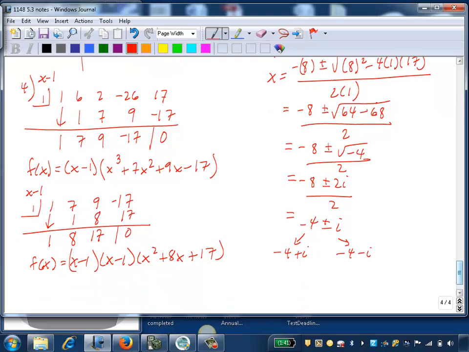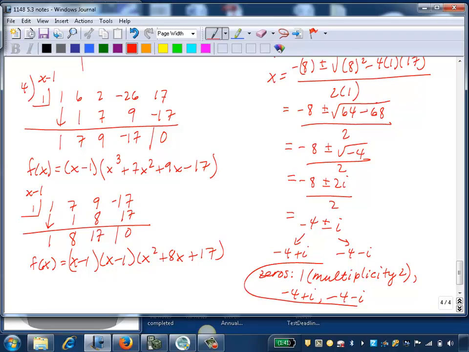So then we can list all of our zeros. So we saw one of them from the graph, the 1, the x-intercept of 1, but it had multiplicity 2. You might want to indicate that. I think they asked you to do that in my math lab. And then we just found the remaining two imaginaries, negative 4 plus i and negative 4 minus i. And this makes sense that those remaining two zeros are imaginary because we couldn't see those on the graph.